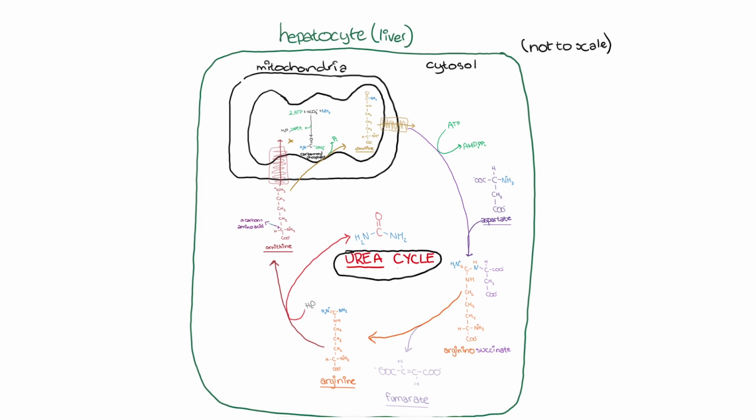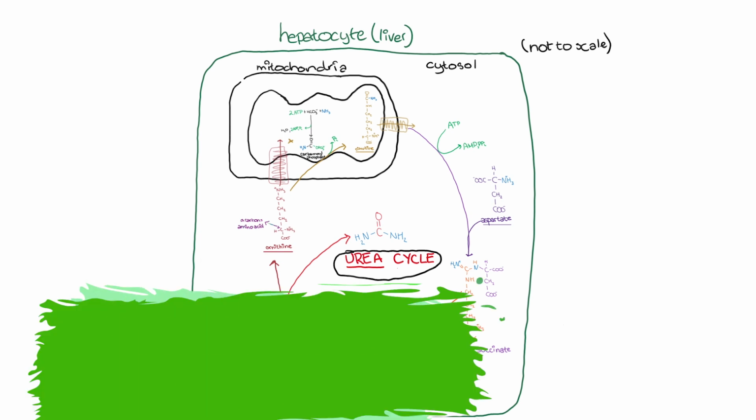The urea cycle is how the body gets rid of excess ammonia when amino acids are broken down. Before we enter the cycle, let's explore how ammonia is first moved from other amino acids to make glutamate in a process called transamination.